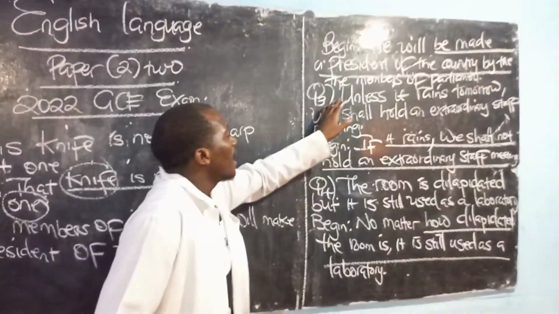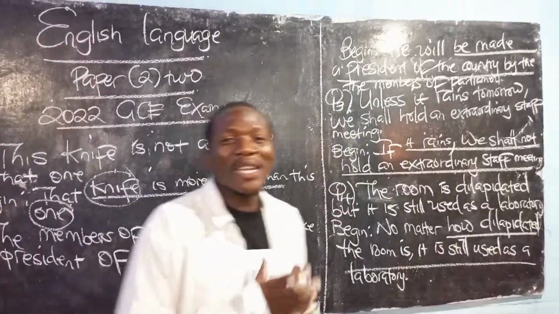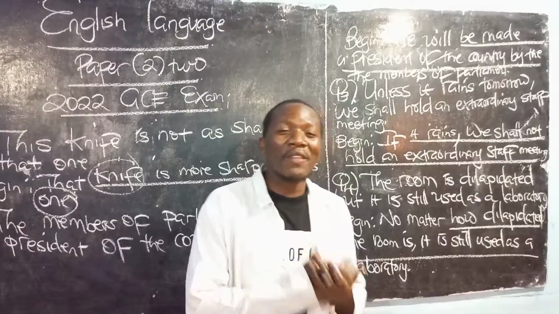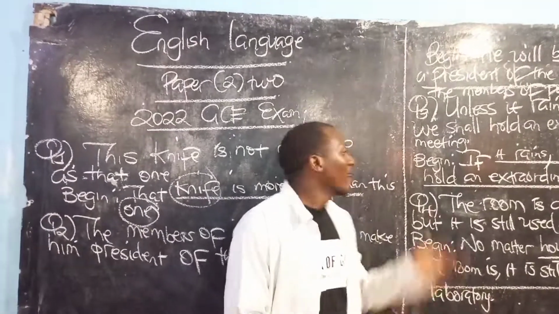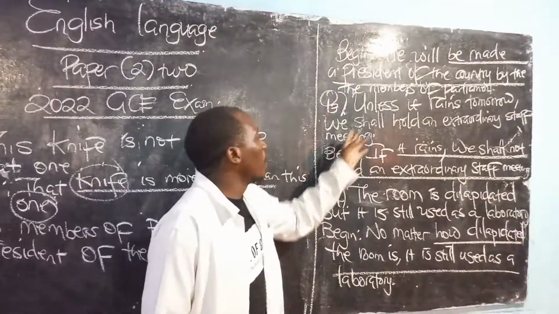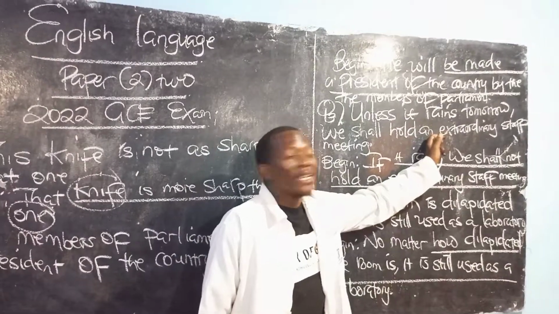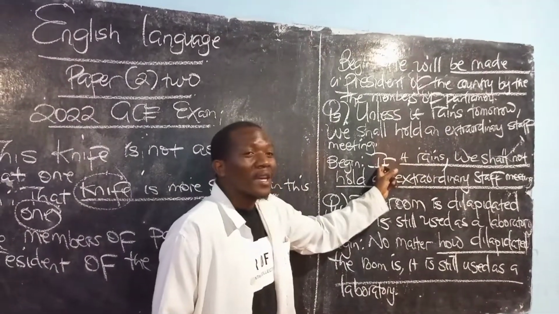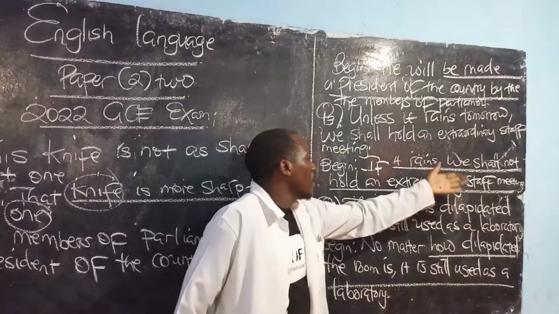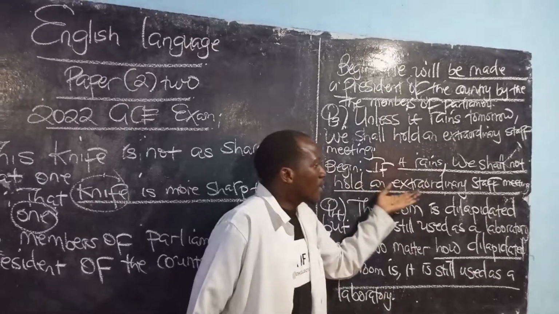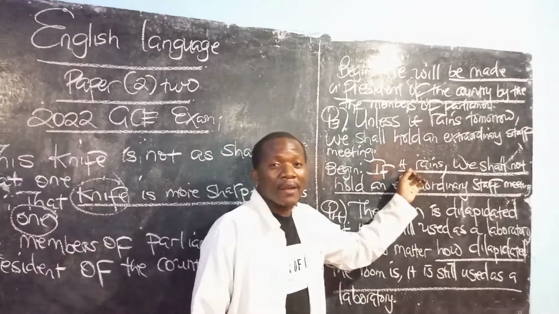Coming on to question 3, unless it rains tomorrow, we shall hold an extraordinary staff meeting. Suppose such a question pops up the following morning, it will be advantageous to understand that when they use unless and haven't entertained any negativity, this implies that if you use if, you are starting with what is negative. When you say if it rains, you are supposed to say we shall not hold an extraordinary staff meeting. This should imply that there is an obstacle preventing this occurrence.